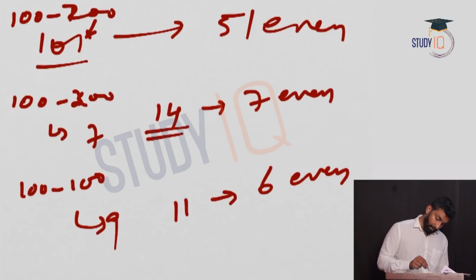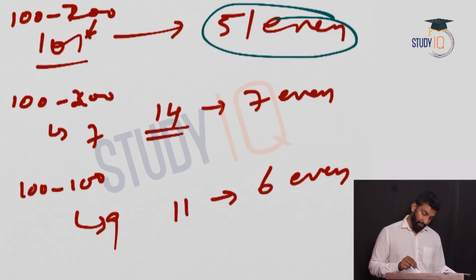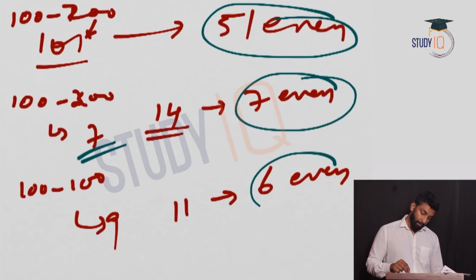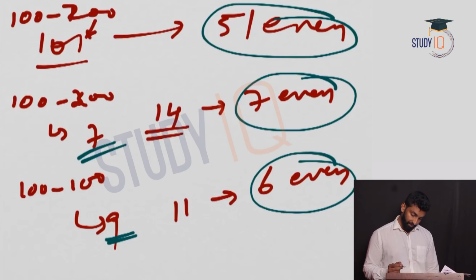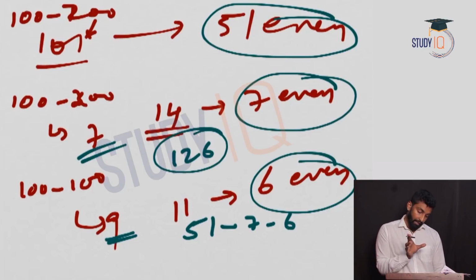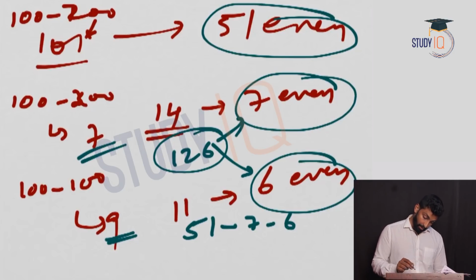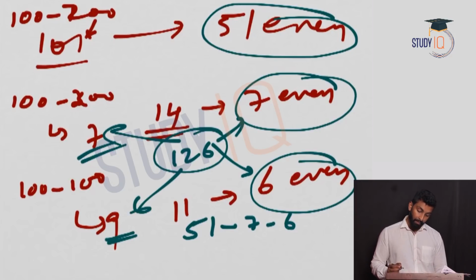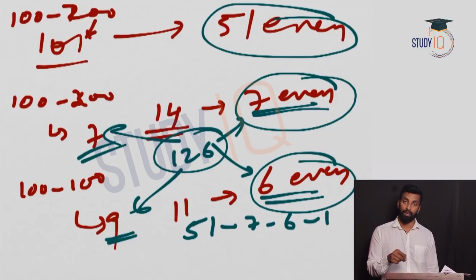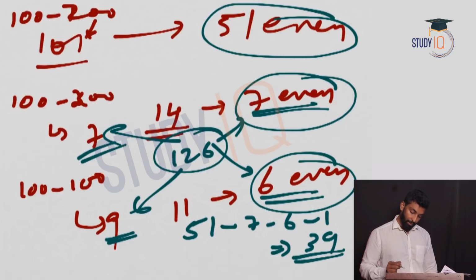So total 51 even numbers are there. In that, 7 numbers are multiples of 7, and 6 numbers are multiples of 9. So what we need to do is subtract that: 51 minus 7 minus 6. Now there is one number, 126, which is also between 100 to 200, which is a multiple of 7 and 9. But we counted that in both places, so we need to subtract 1, because we counted it twice. So you will get 39. Answer for this question is 39.